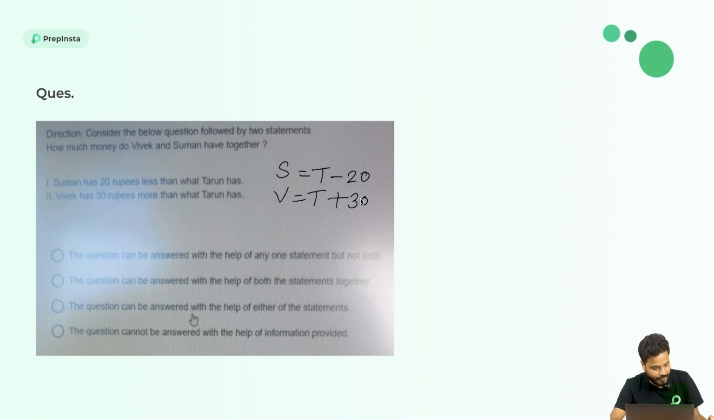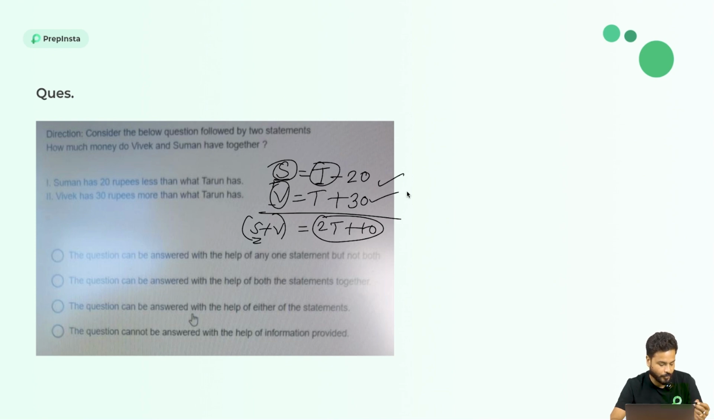What do I need to find? I need to find how much money do Vivek and Suman have together. So Suman and Vivek, I'll add them. So S plus B, this is what I'm supposed to find, is equal to nothing but 2T plus 10. The problem again here is, guys, there are 3 variables, but there are only 2 equations. So again, I'll not be able to answer this question using both the statements.